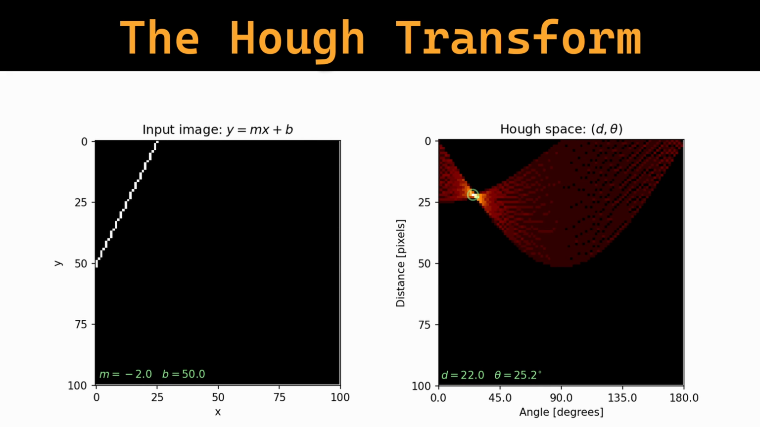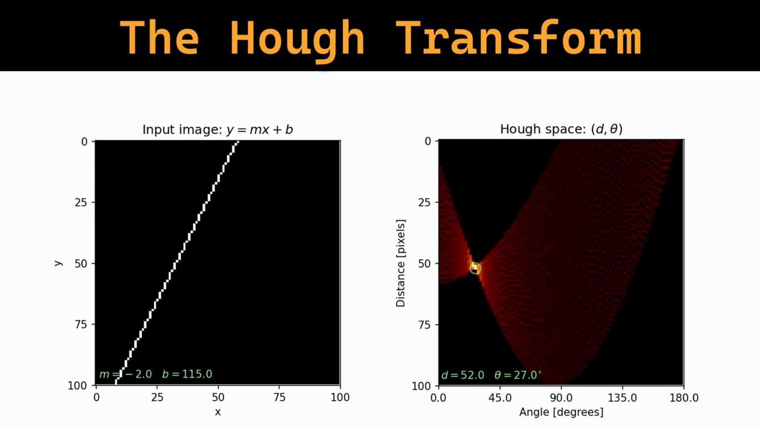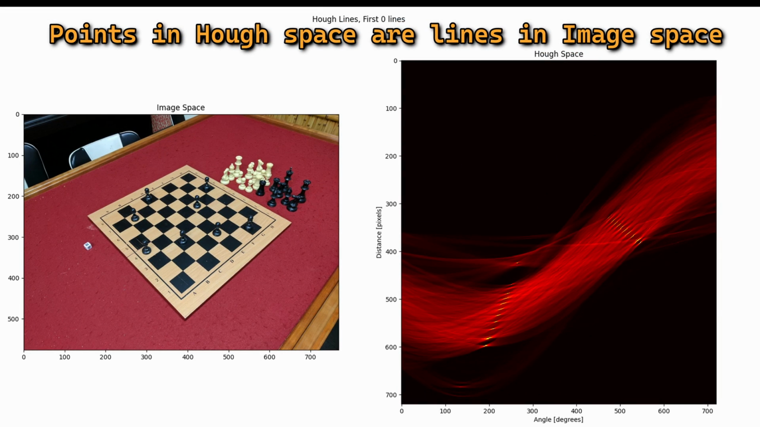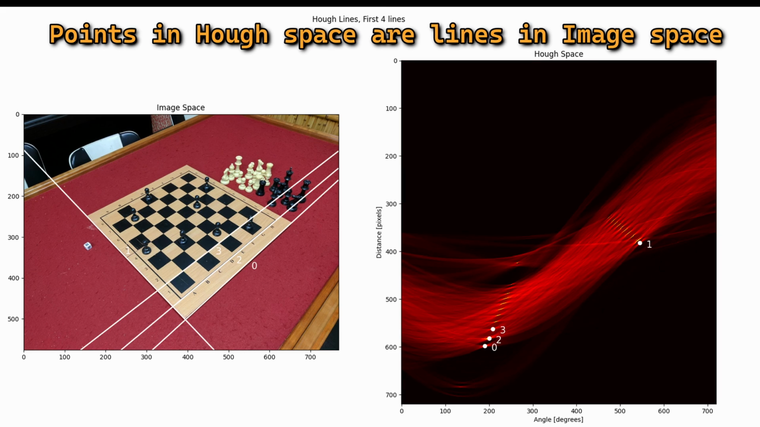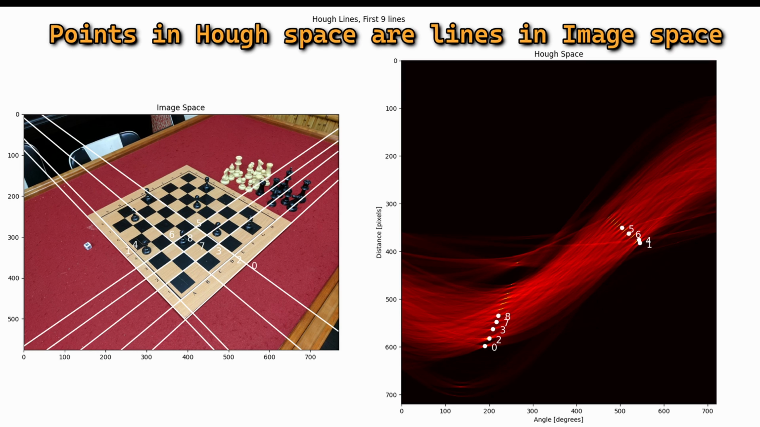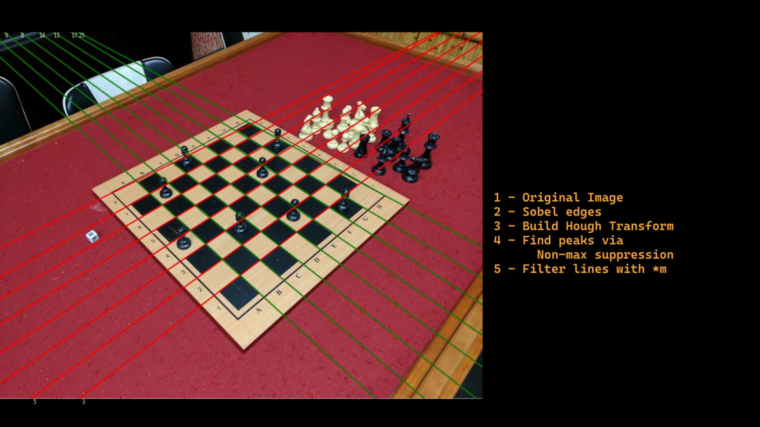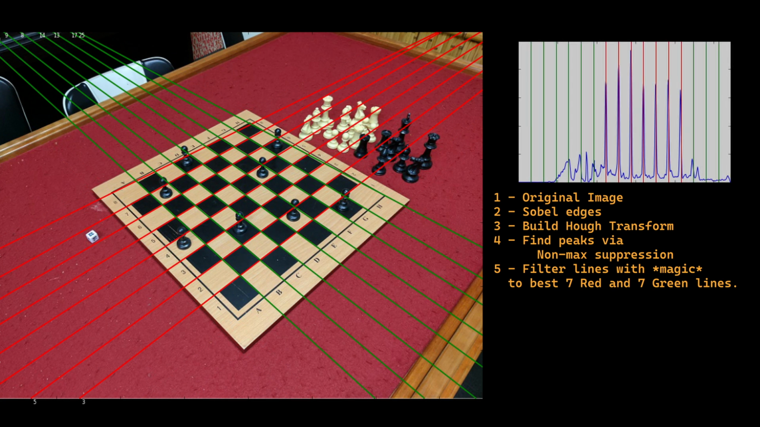Each edge pixel casts a vote for every possible line that could pass through it, so a single point in image space becomes a sinusoid in Hough space. By finding the peaks in this Hough space using non-maximum suppression, we can find the most likely lines in the input image. Then we can try different combinations of lines to try and find a set of 7 rows and columns that fit the chessboard, which is a smaller number of combinations than trying to grow out the tiles of our previous approach.